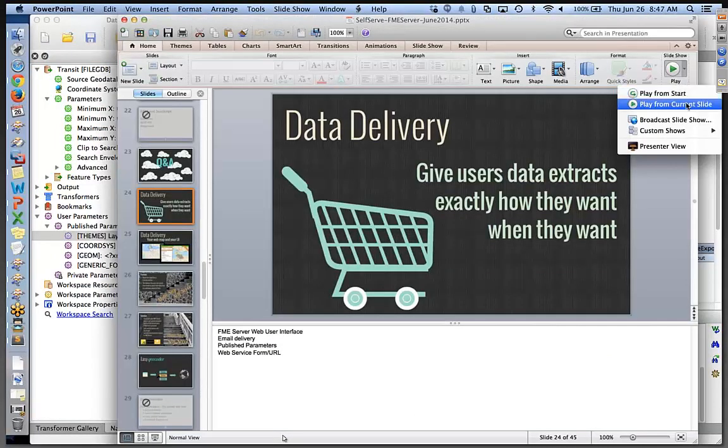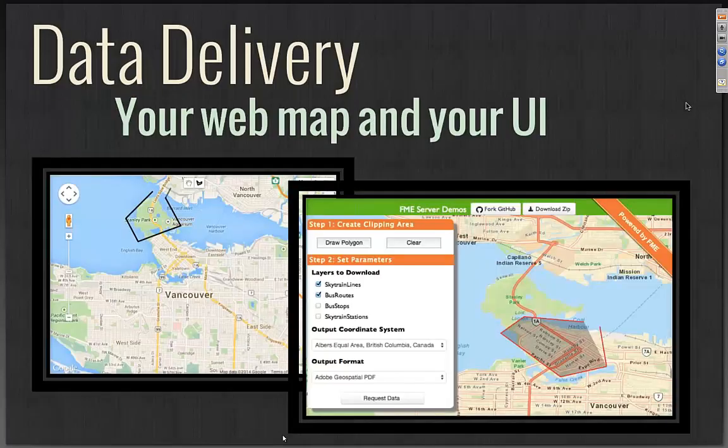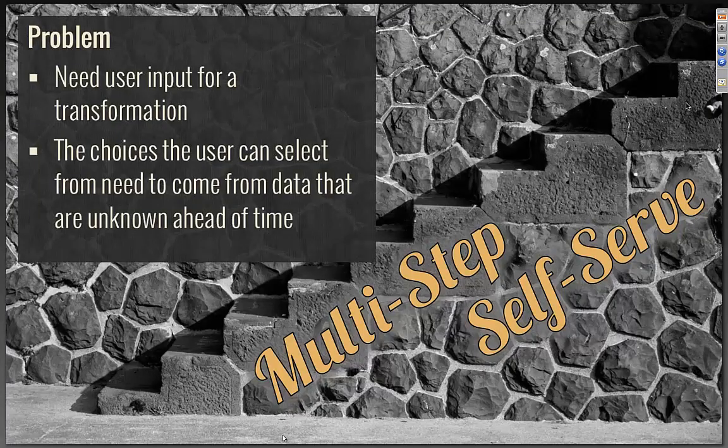So that's really a whirlwind tour of what you can do with data delivery and some flexibility using published parameters. Now we're going to talk about taking it to a new level. First we had just no options, super simple. Then we had options which were hard-coded in the workspace. A lot of people say, you know what, now I want the options to be dynamic. I want them to come from data itself.